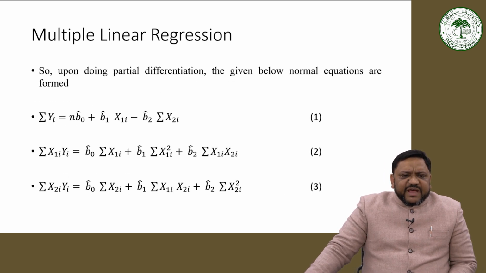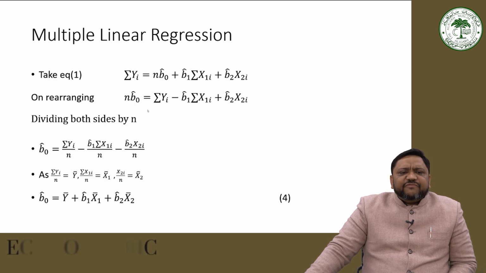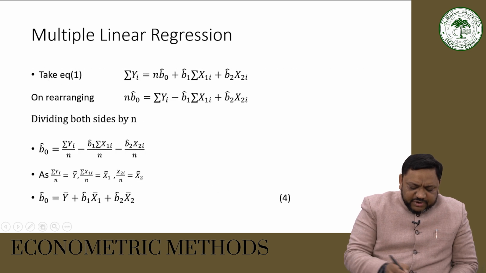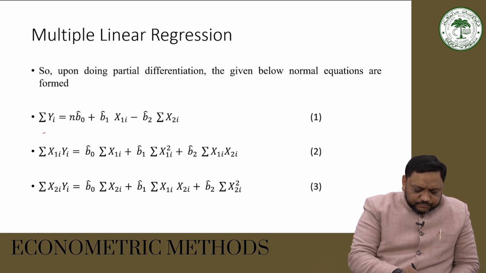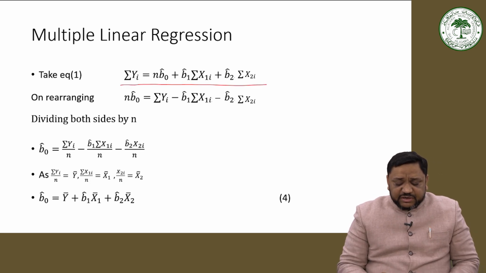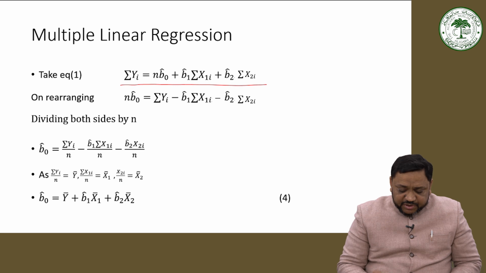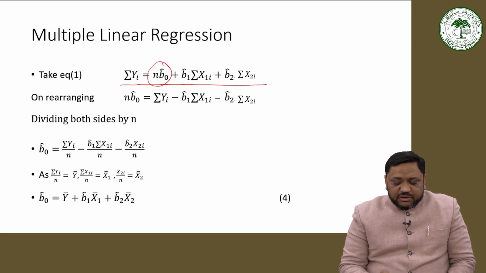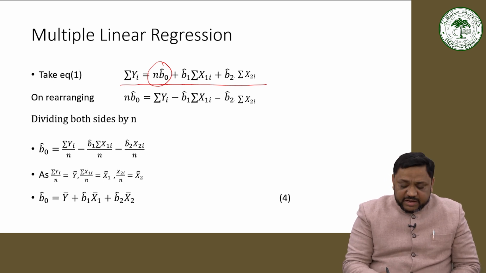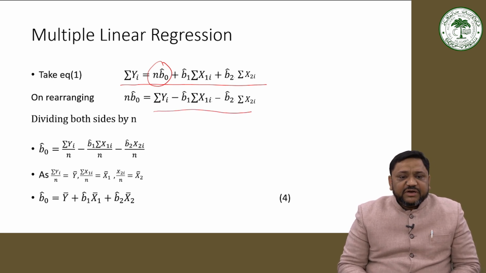So we are going to derive the parameters from these three equations. We take first the equation number 1. We rearrange the terms and we can write this same equation in terms of n b naught hat. So we find that this is equal to summation yi minus b1 hat summation x1i minus b2 hat summation x2i.